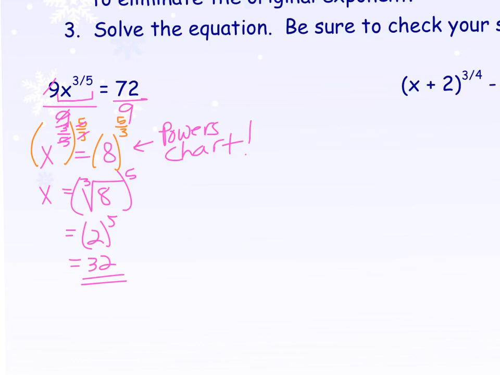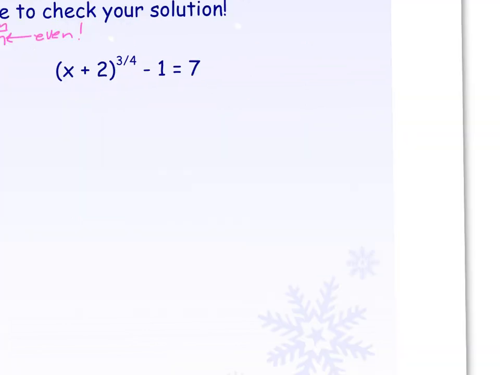One other thing to talk about to check your solutions. If your exponent is m over n, if n is even, that's when you have to check for extraneous solutions, because that means you're taking an even root. I guess I forgot to say that before. Sorry about that. So in this case, notice your root is 5. That's odd. So we're good to go. That would be a valid solution.